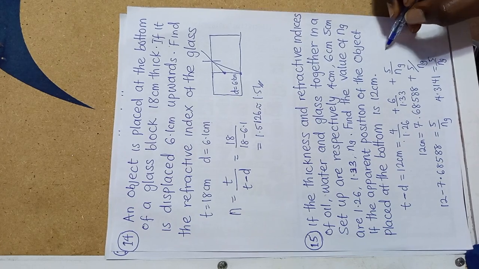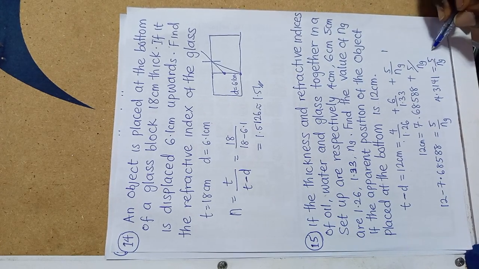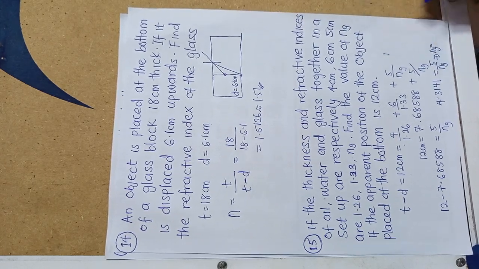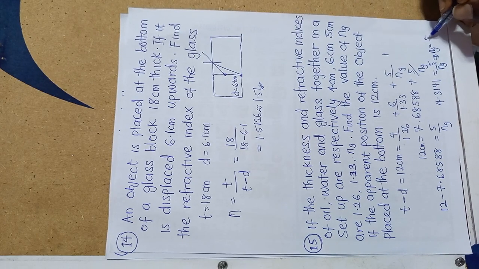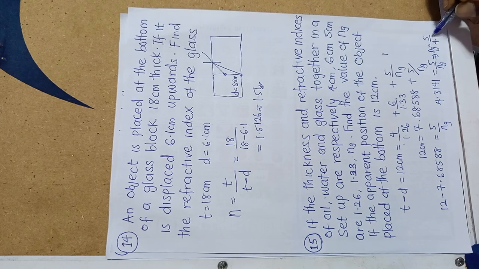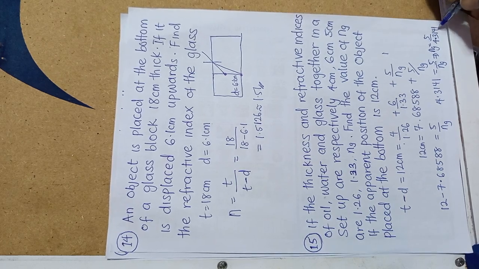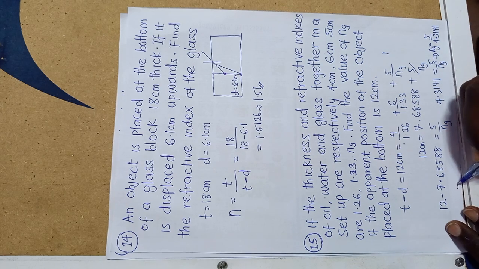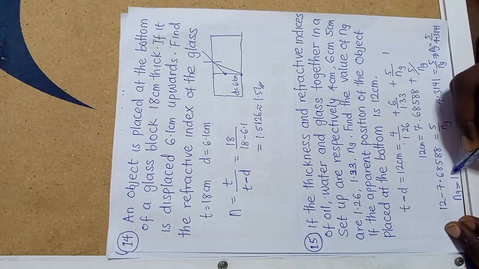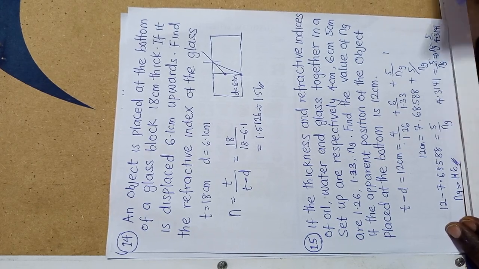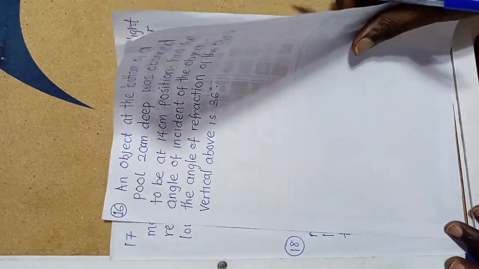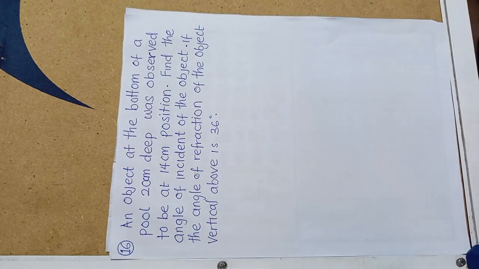So our ng finally implies that ng will now be equal to 5 divided by 4.3141. So our final answer will now be equal to 1.16. So our answer is 1.16. Number 16. You have 3 more questions to go.